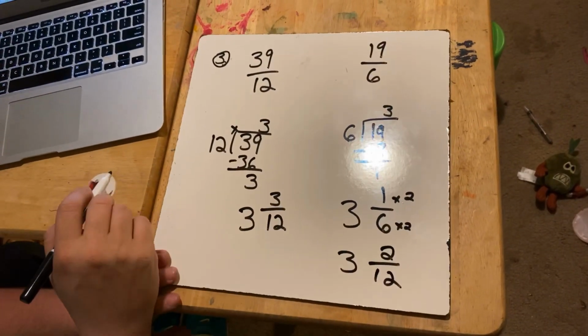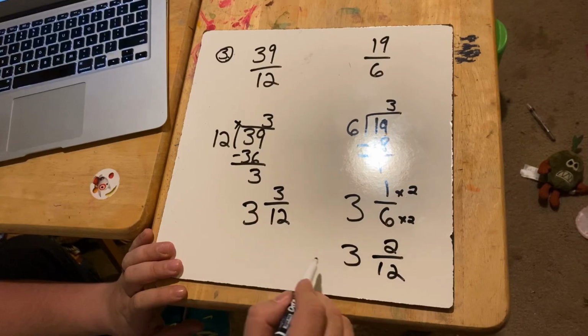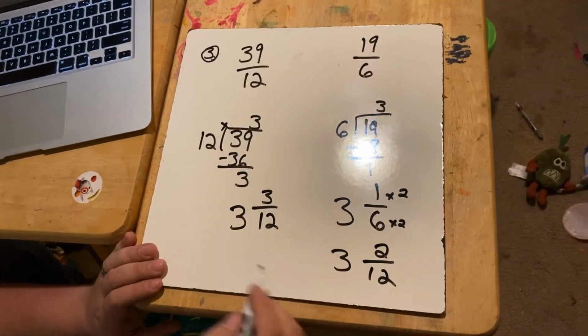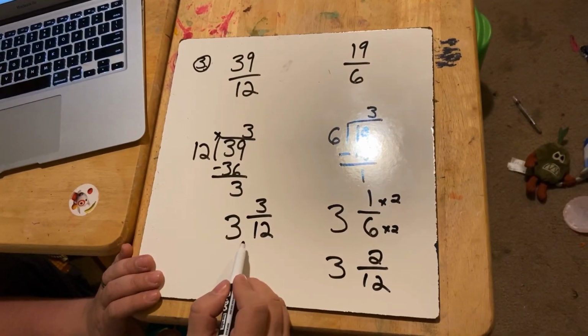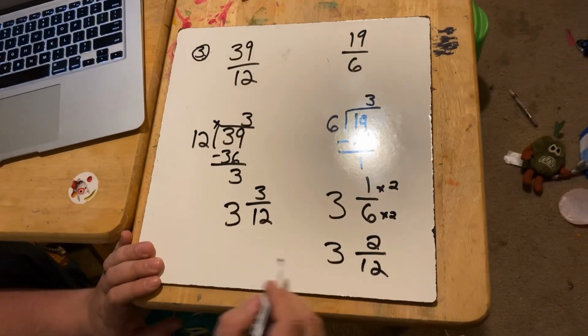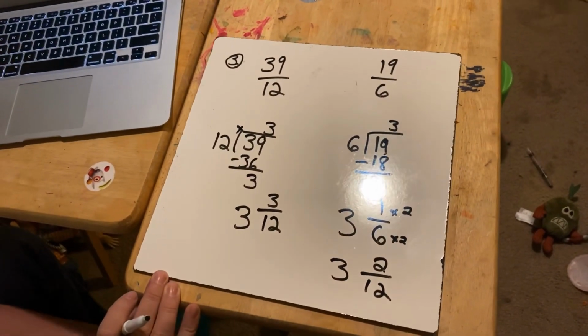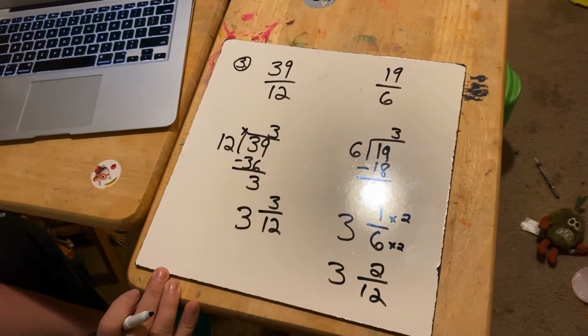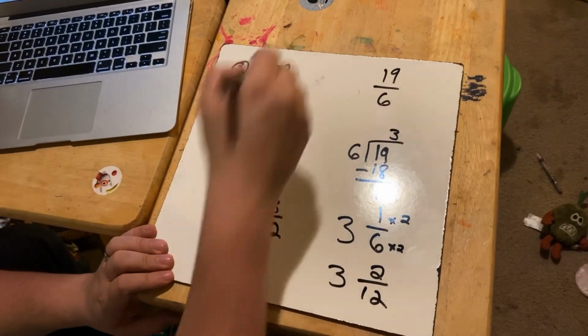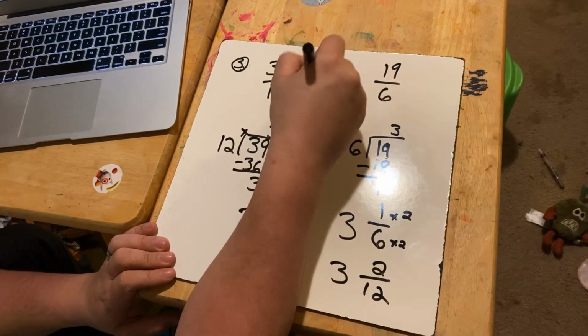Now can I compare them? Yes, I can. See, there's a lot of steps to these sometimes. So 3 and 3/12 is going to be larger than 3 and 2/12. I just had to give them the same denominators. So all the way back up here.